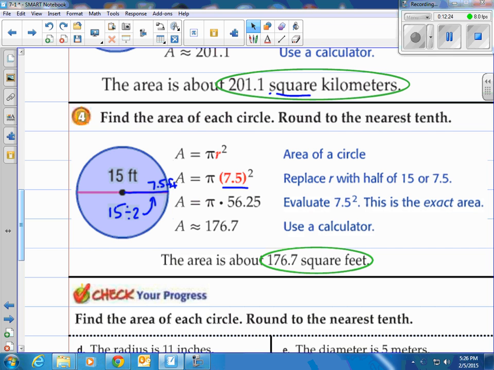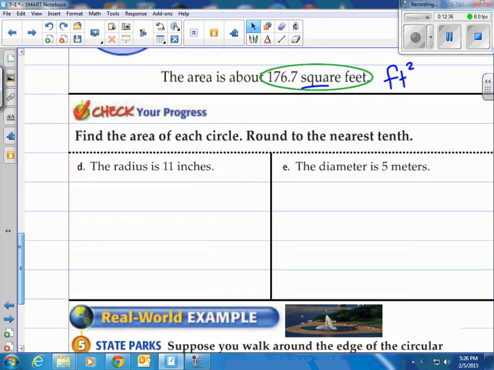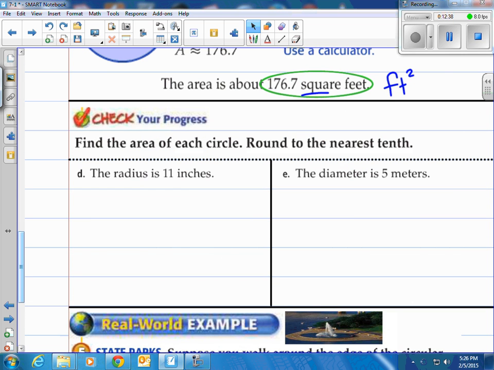Again, we're saying about, because we have an approximation of pi. We've rounded to the nearest tenth. And there's our square units again. Another way to write that, and we've done that in class, is with FT with a 2 on it. How about you give it a shot here on these two examples? Come back, see how you do.